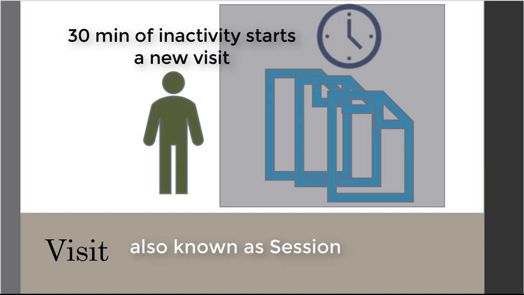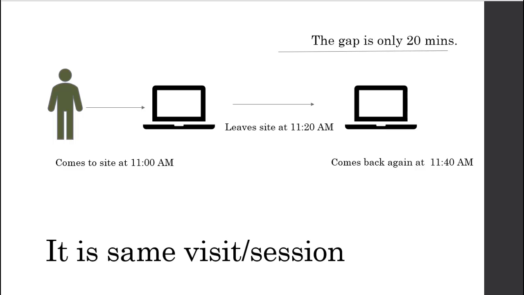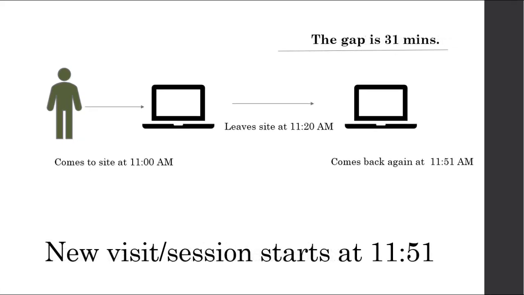Let me clarify this further so that there is no room for misinterpretation. For example, if I go to a site and I close the browser to go get coffee or something and take a break, come back after 20 minutes and open that site again, I'm still counted as one visit. One visitor with one visit. However, if I open the browser after 30 minutes, then that'll be a new visit.